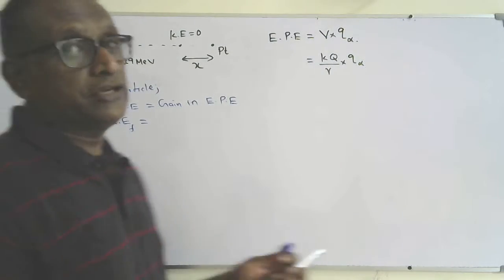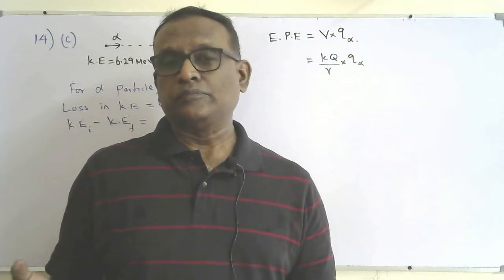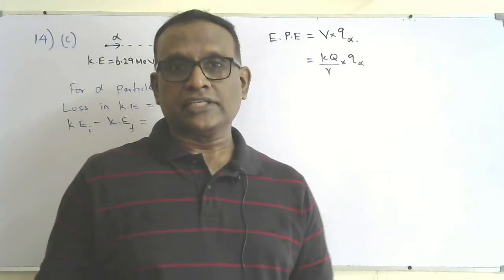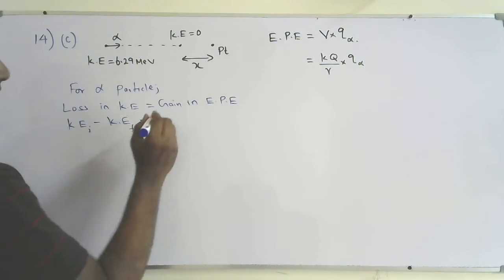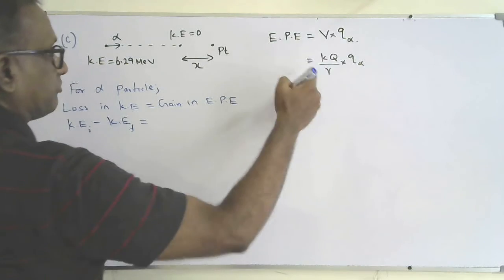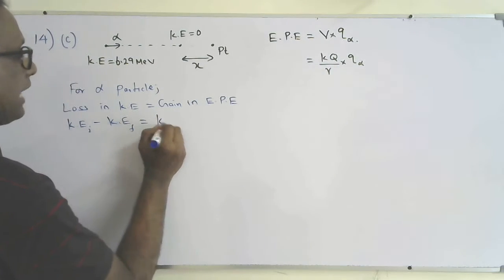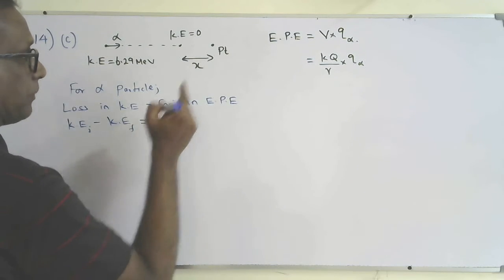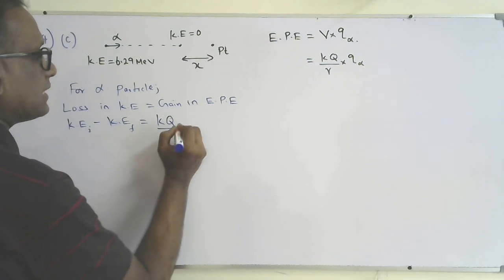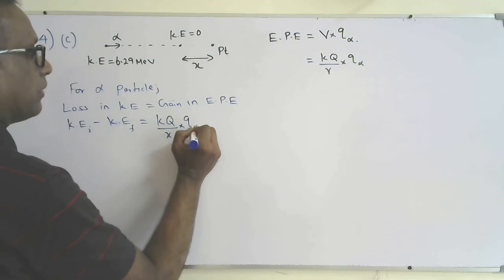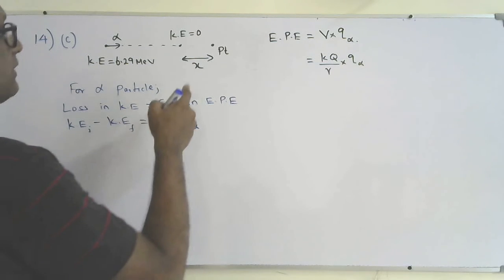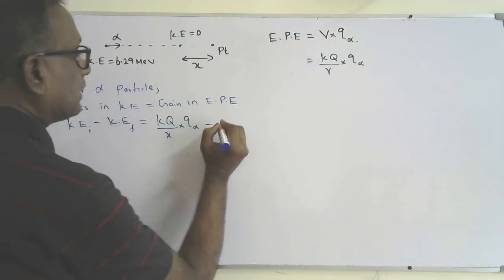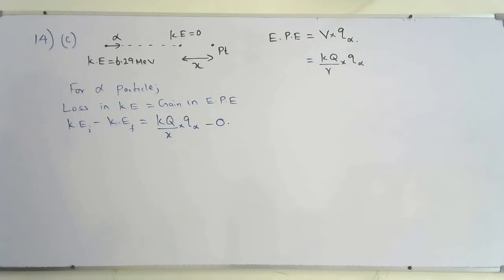W equals QV. You know that electrical potential energy is due to the work done against the electrostatic force, W equals QV. So electrical potential energy is V times q alpha. V is given by kq over x. I'll say the closest distance is x. So kq, where q is the charge of the platinum nucleus, over x, times the charge of the alpha particle. In the same way, the electrical potential energy of the alpha particle when it is at a far distance from the platinum nucleus is 0. I already explained that.